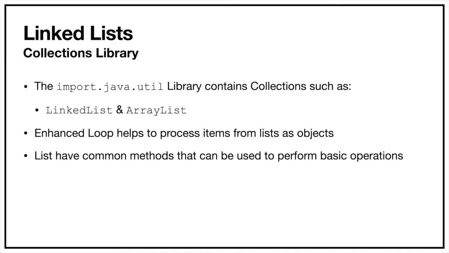I'm going to talk about that in the next slide. But I want to discuss something about the enhanced loop. The enhanced loop basically helps us to do iterations or process elements from the list. It can be a linked list, it can be an array list, it can be any collection. Later on, we're going to talk about more collections, but basically enhanced loops work with objects. So we're going to start discussing different items like comparable, like equals, and the enhanced loop basically allows us to iterate through objects, through a collection of objects.